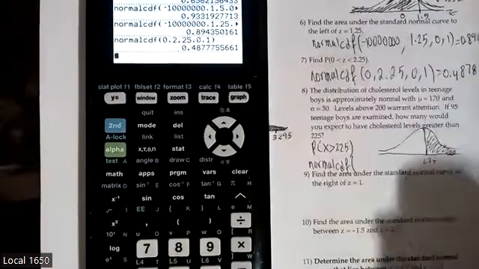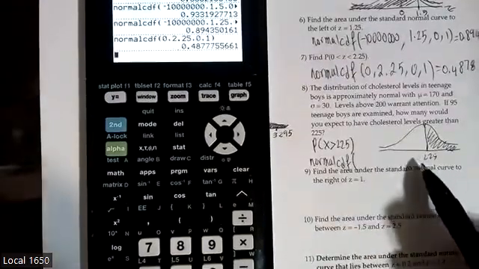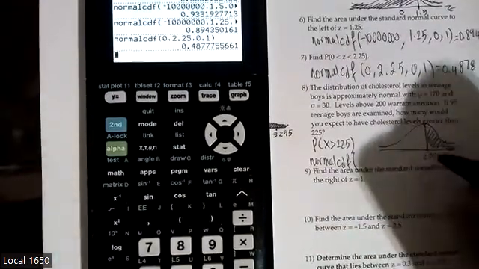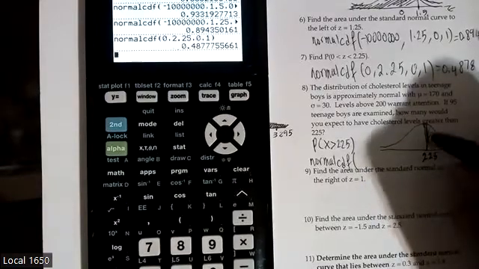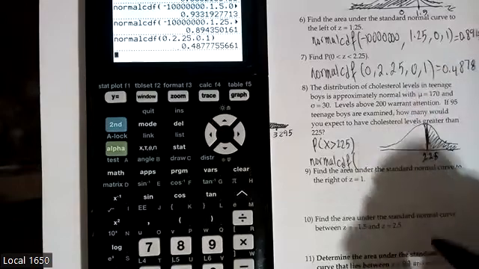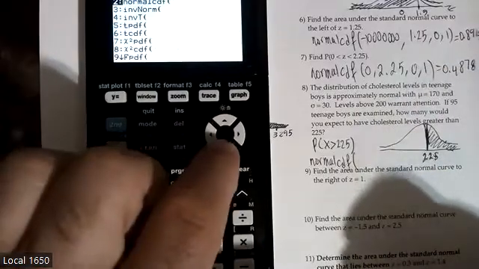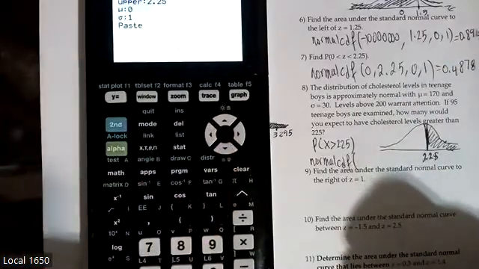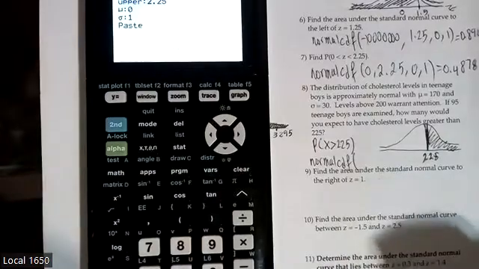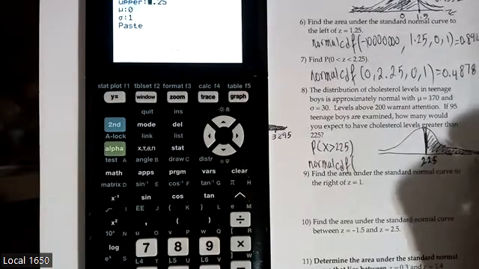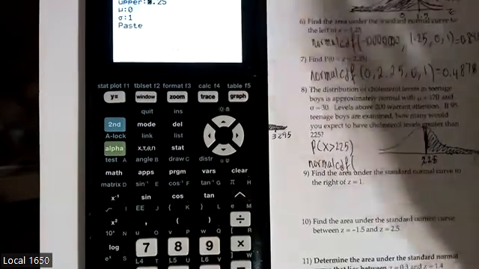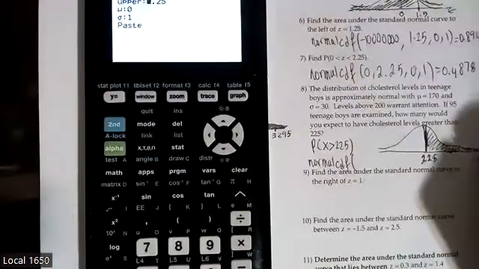And let's see. What would be the lower bound here? The lower bound, guys, do you agree with me? It's going to be the 225. That's the beginning of the area. So I'm going to go to second distribute, normal CDF 225. And can someone tell me what's the upper bound? It's right here. 10 million? 10 million, 100 million, whatever you want, make it big.